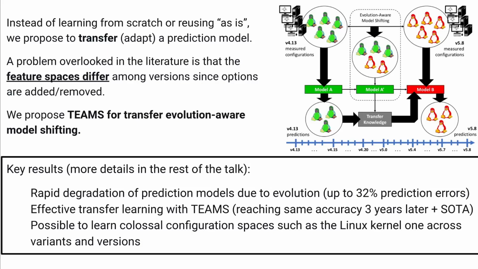And our key results are, first, there is indeed a rapid degradation of prediction models due to Linux kernel evolution, up to 32 percent prediction error when you move from version 4.13 to version 5.8, 3 years later. But this degradation can be managed through careful engineering and design of transfer learning, TEAMS, and we were able to reach the same accuracy 3 years later and outperform approaches of the related work.